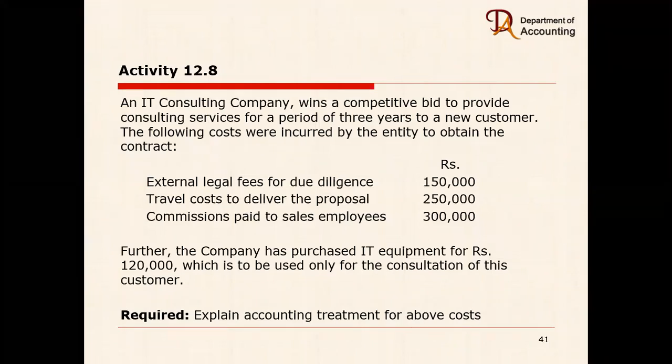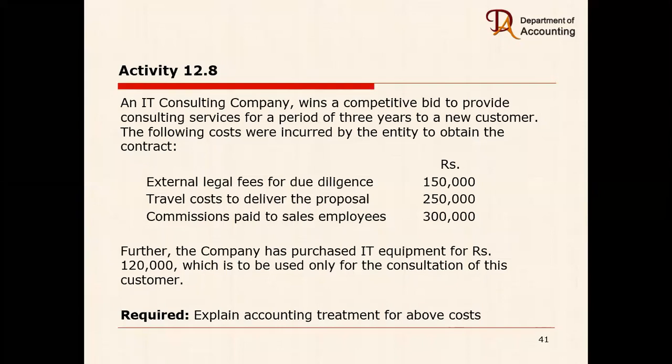External legal fees for due diligence. So you need to perform the due diligence. The feasibility has to be checked. In that, you have incurred 150,000 legal fees for due diligence. So it is the cost that you have incurred to obtain the contract. The traveling cost to deliver the proposal. So from your business location, you have to travel to the premises of the customer and submit the proposal. You have to present your bid.